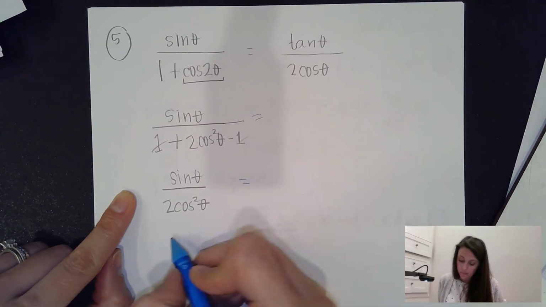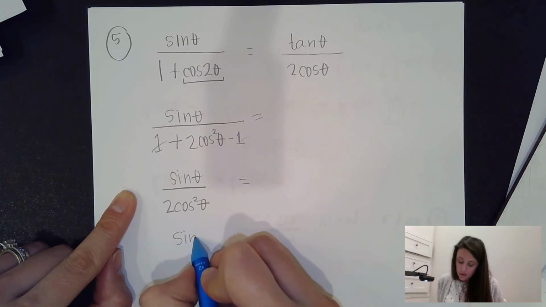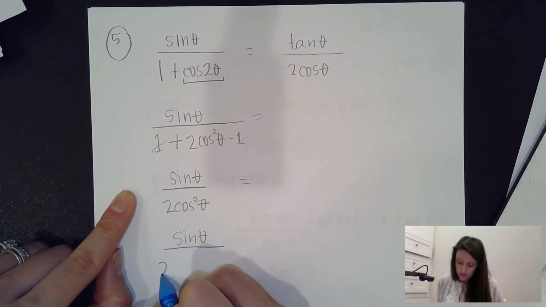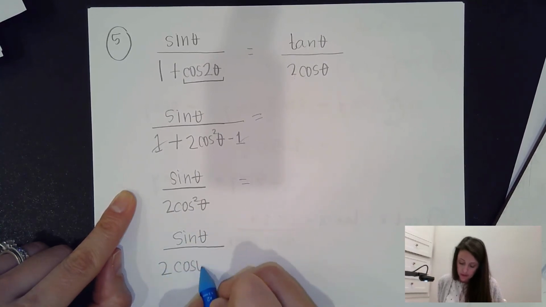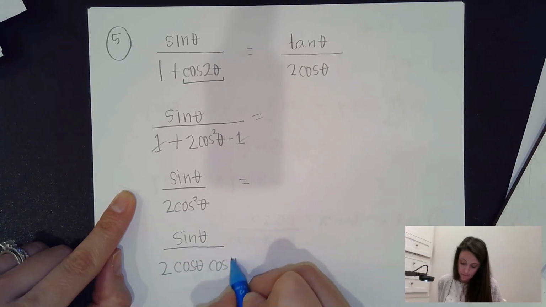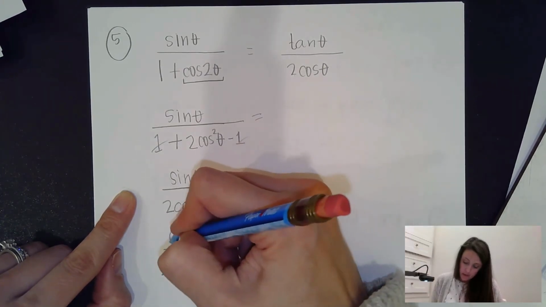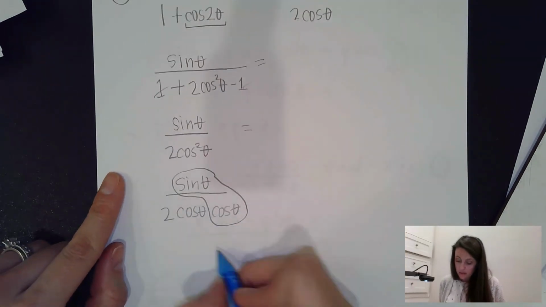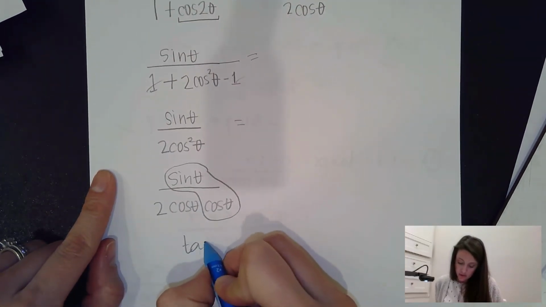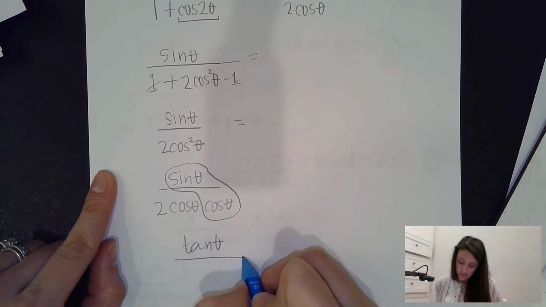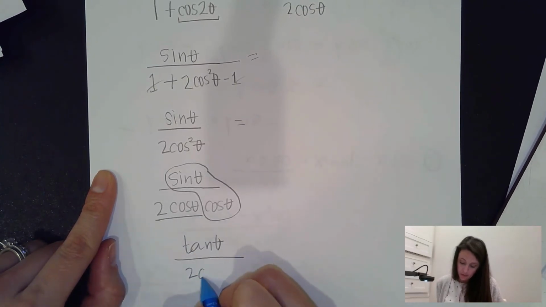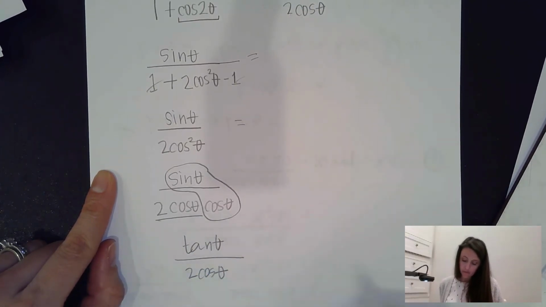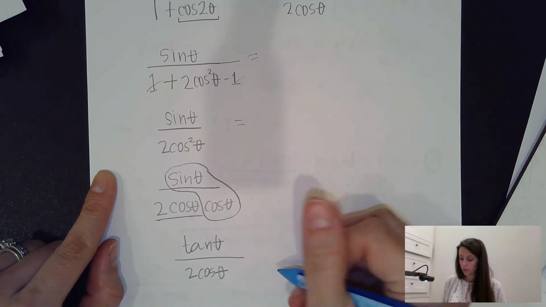Well, cosine squared theta is just 2 times cosine theta. Well then, what is sine over cosine? Sine over cosine is just tangent, so this will be tangent of theta over 2 cosine of theta. And that's what we were looking for.